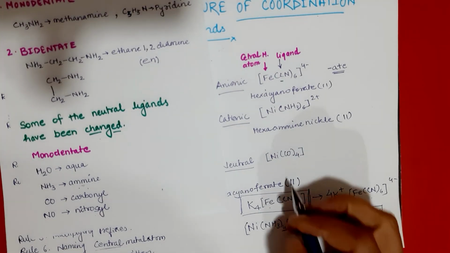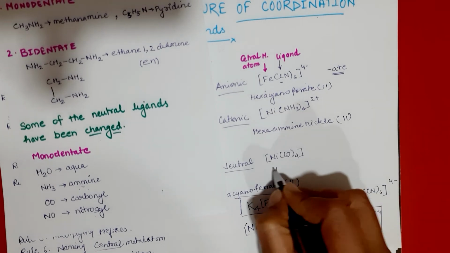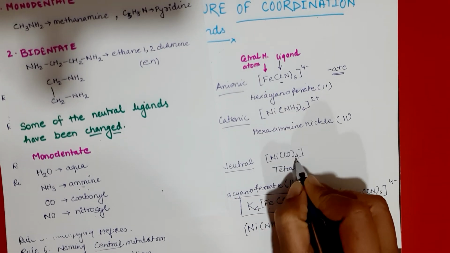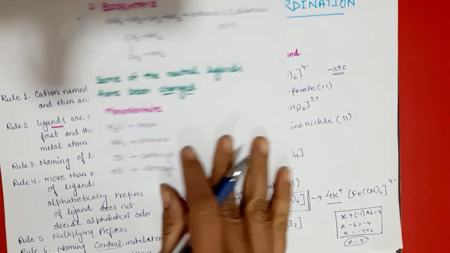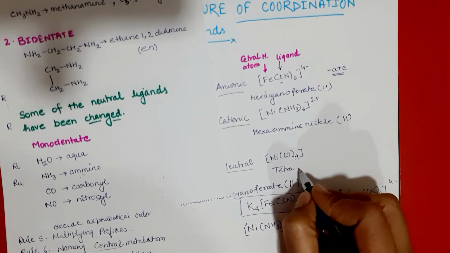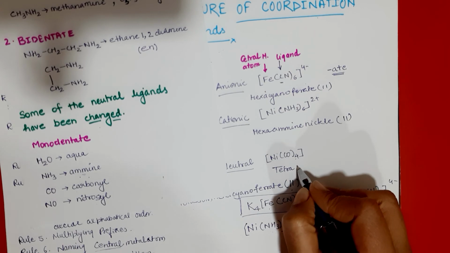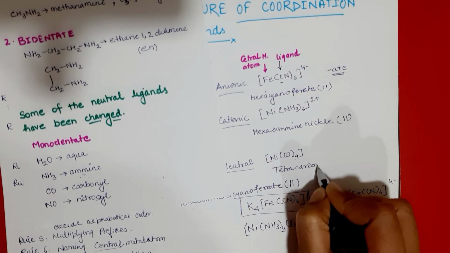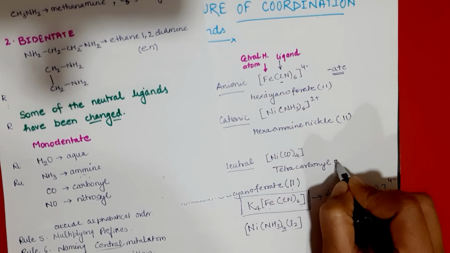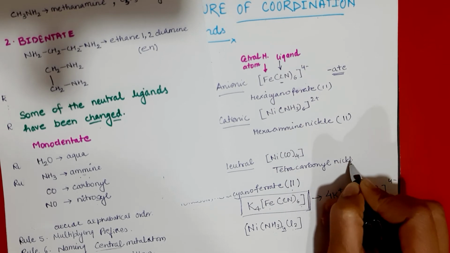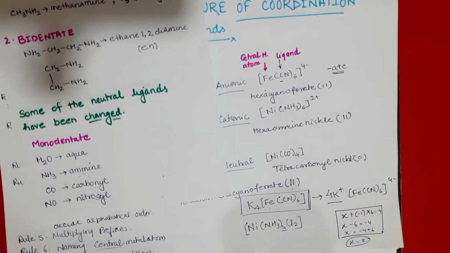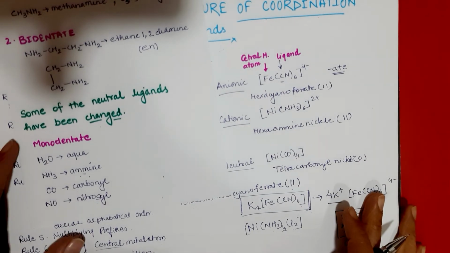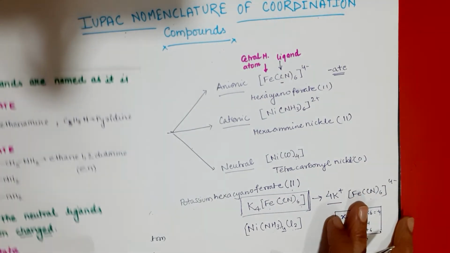Okay, and for this it is tetra for 4. CO is again a neutral ligand, named carbonyl. So tetracarbonylnickel(0). Okay, 0. So hope this is clear.